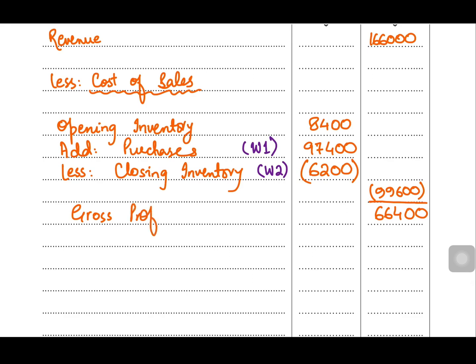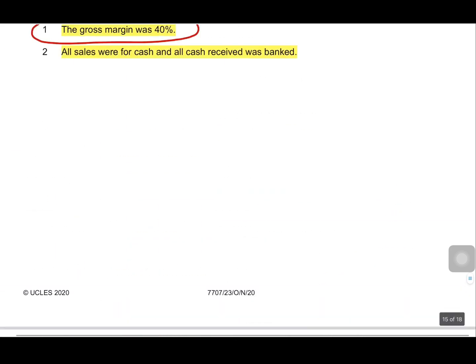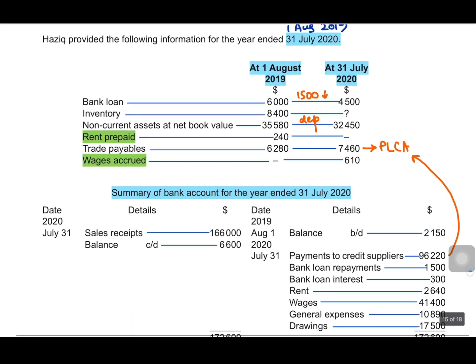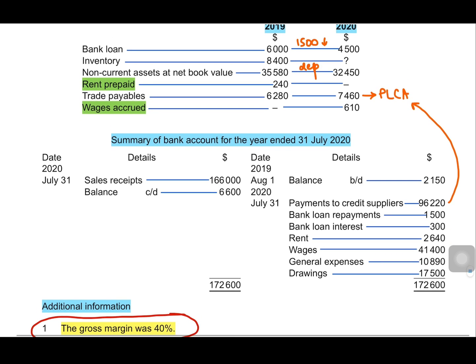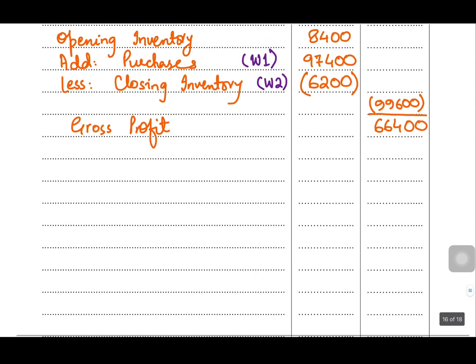After gross profit comes other incomes. Do we have other incomes in this question? Like any interest received, commission received, discount received, or a fall in provision for doubtful debts? No, I don't think so. Yeah, we don't have. So we just have to now directly subtract other expenses.